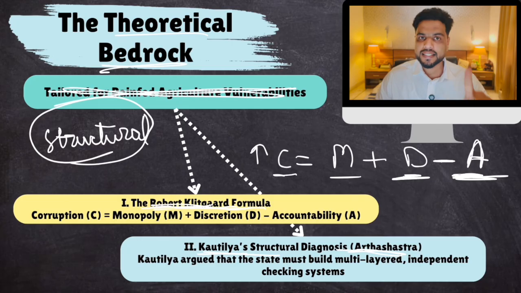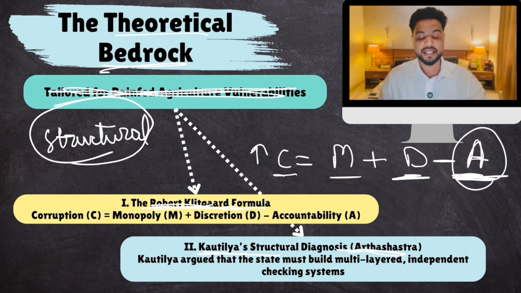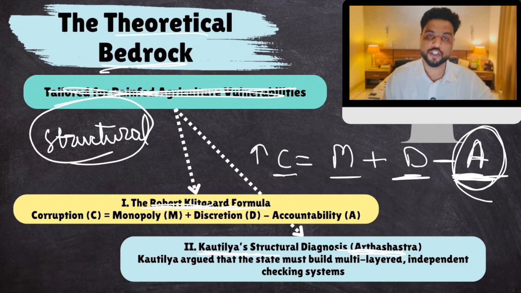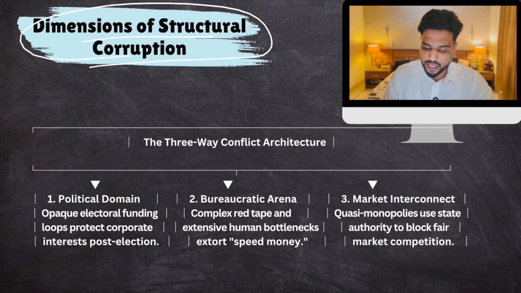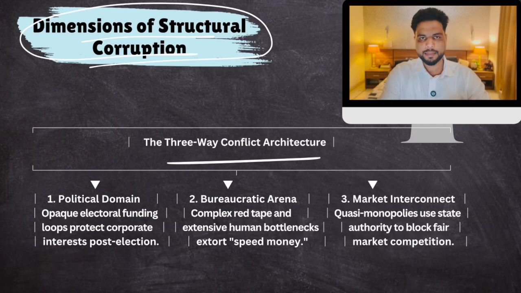Therefore, he said that systems should be designed in such a way that there are multiple checks and balances. Kautilya laid so much focus on accountability that he said without accountability, without checks and balances, all systems would be corrupt. This was his view in Arthashastra. So even Kautilya called corruption to be a systemic issue. Make sense? Okay. Now, dimensions of structural corruption in India. Okay, so there are three dimensions. We have talked about these three dimensions in the introduction part as well.